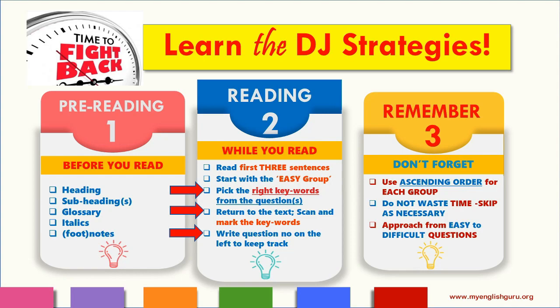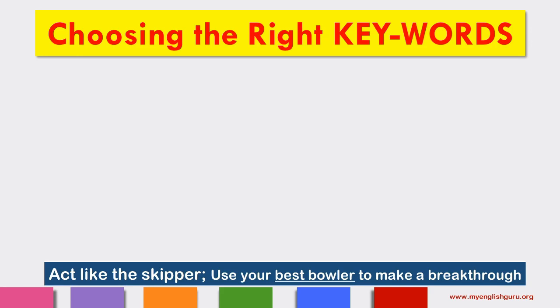Pick the right keywords from the questions, and then go back to the text, scan and mark the keywords, and then write question numbers on your left or right just to track down. Again, you use ascending order on your right. Remember, you can see in number 3 I mentioned. And the second thing is that do not waste time on one question. Just skip as necessary.